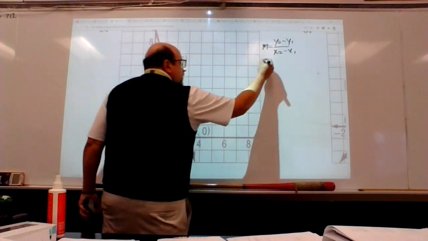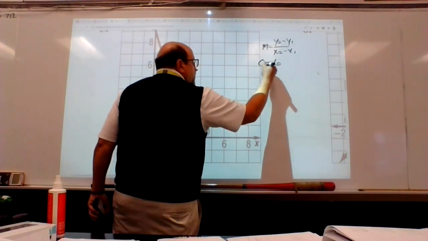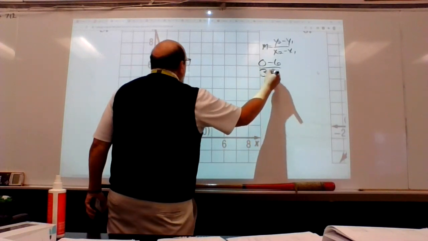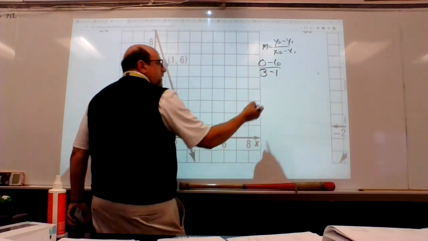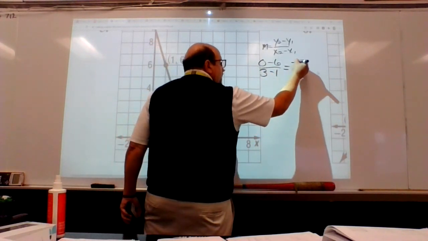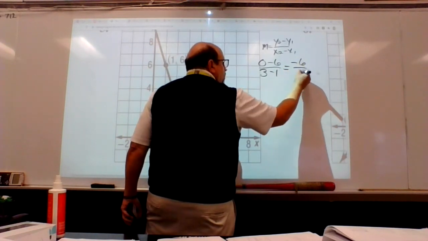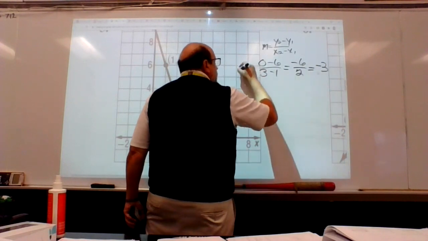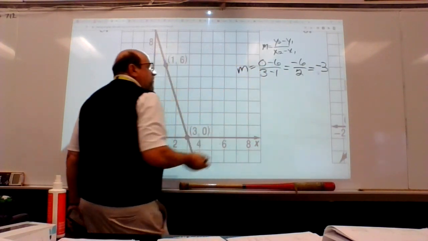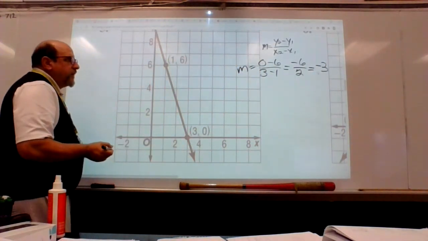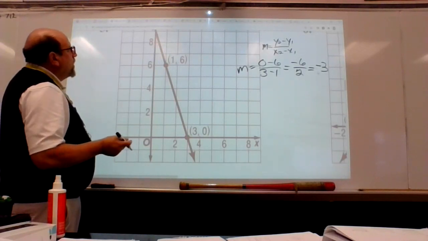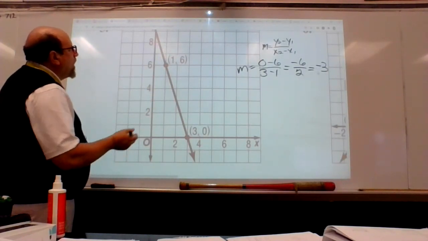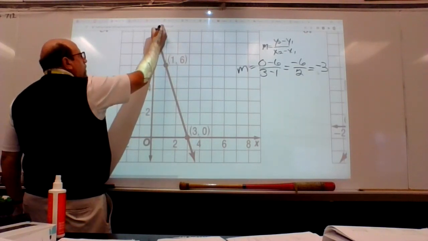y2, 0 minus 6 over 3 minus 1. Do that math. -6 over 2, which is -3. So m, or our slope, is -3. All right. Do we see where it crosses the y-axis? Yeah, it does. It crosses way up here at 9.